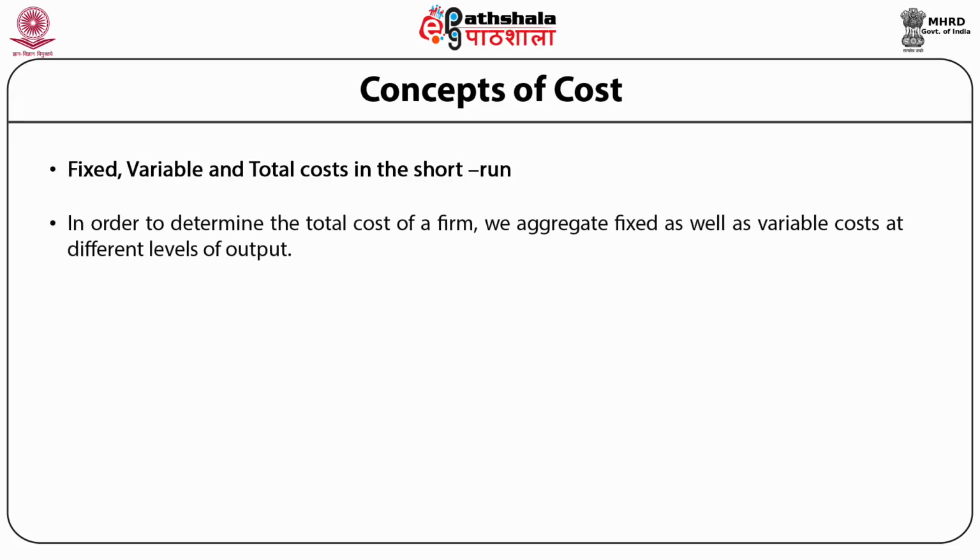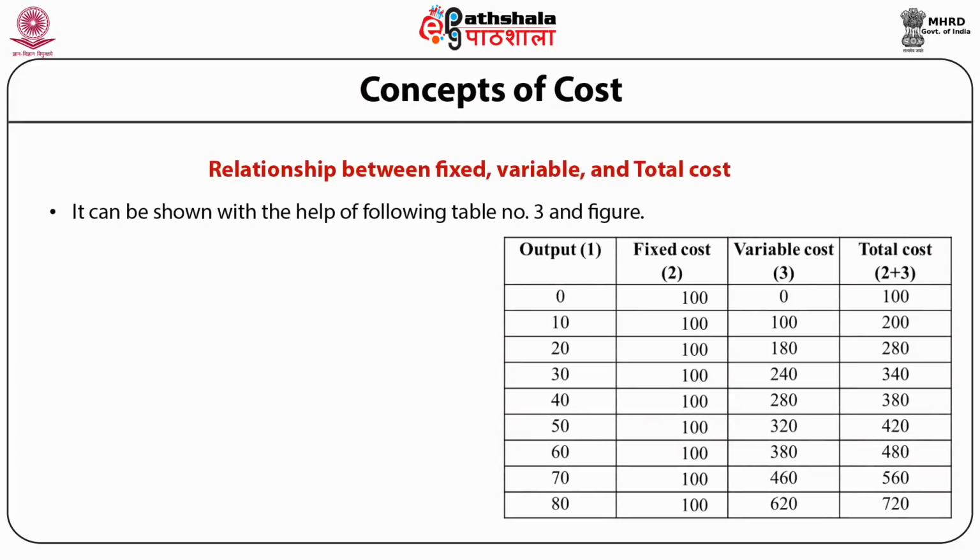In order to determine the total cost of a firm, we aggregate fixed as well as variable cost at different levels of output. So, total cost is a sum total of fixed cost and variable cost. Symbolically, TC is equal to FC plus VC. Here, TC means total cost, FC means fixed cost and VC means variable cost. It can be shown with the help of the following table and figure.